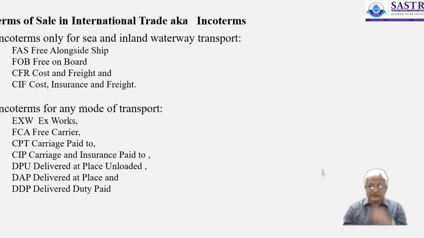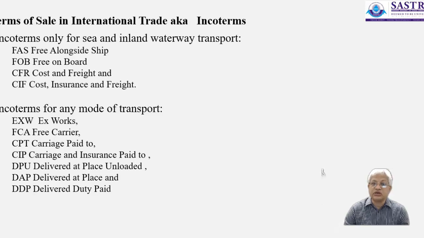So, let us see what those are. We are divided into two parts. One is Incoterms that are only for sea and inland waterway transport. It is only for that. That means those terms are not used for any other modes of transport. Those are FAS, free alongside ship; FOB, free on board; CFR, cost and freight. Some companies mention CNF. N here is cost and freight. CFR and CNF are the same. CIF is including insurance, that is cost, insurance and freight. That is one part of it.